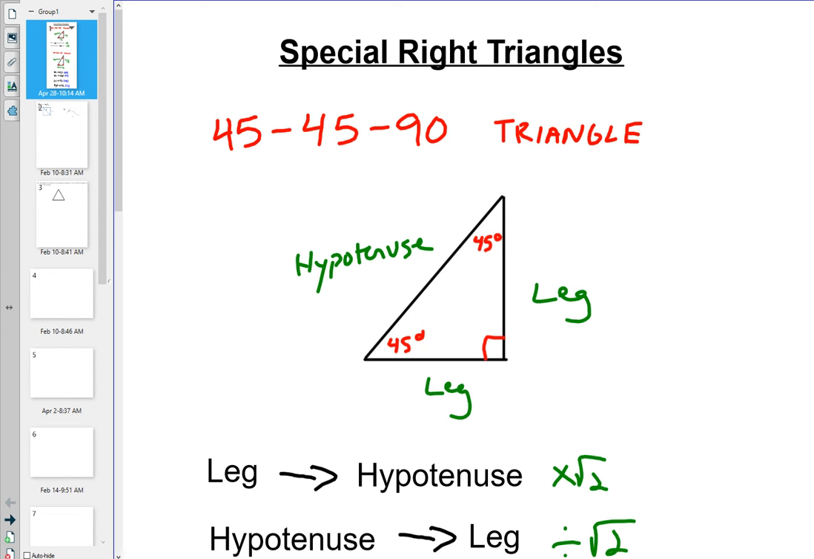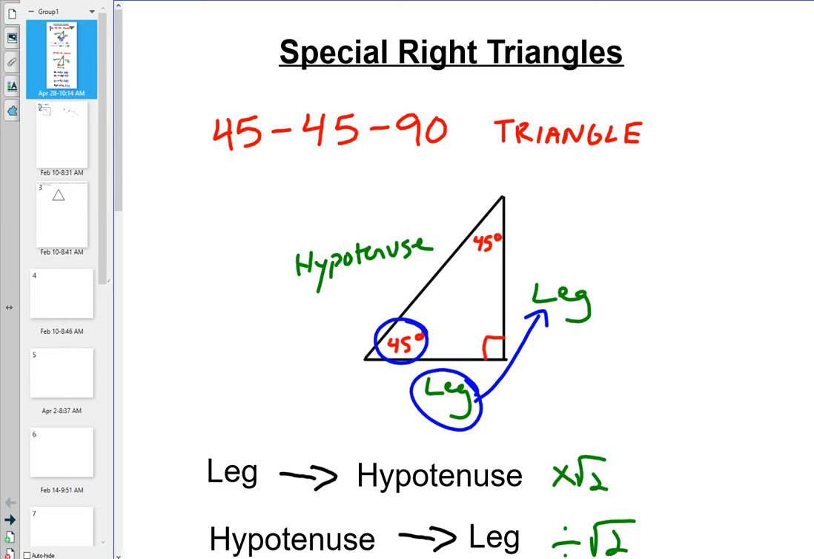How many sides does a triangle have? So if I know that one of my angles is 45 degrees and they give me one of the legs, I know that because this is isosceles, the other leg has to be the same. They're equal.